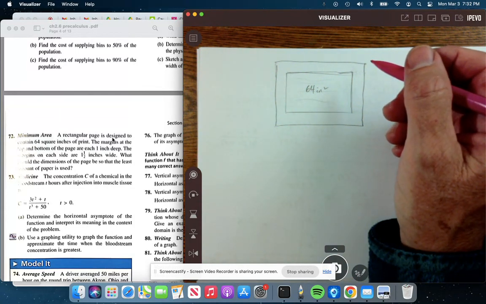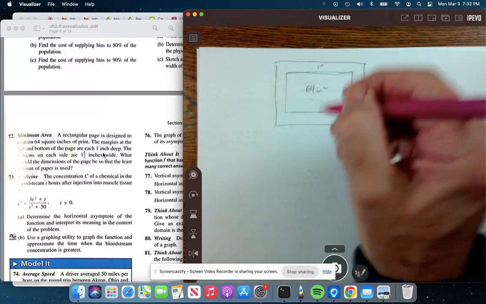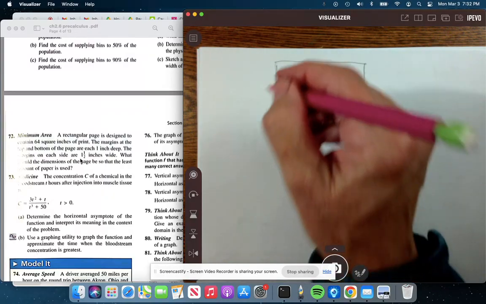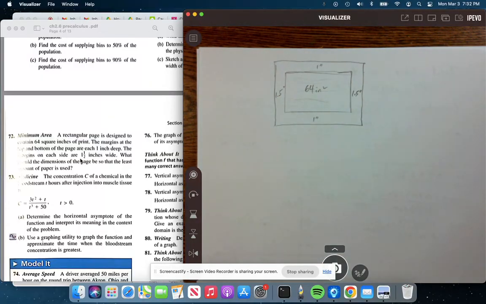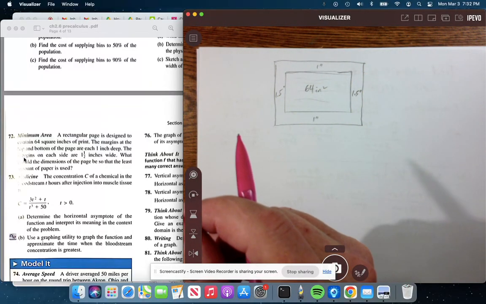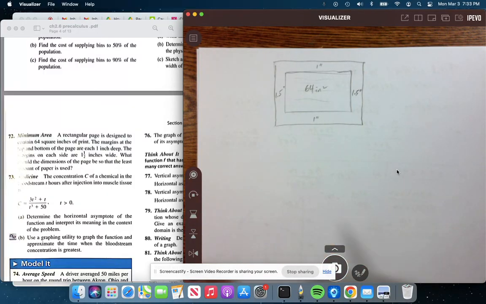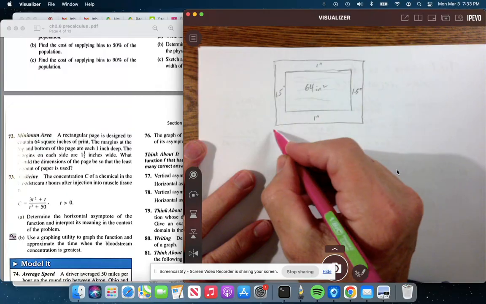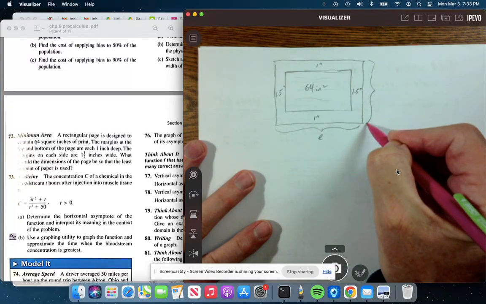Right, so a rectangular page is designed to contain 64 square inches of print. The margins at the top and the bottom are 1 inch. So this is 1 inch, and this is 1 inch. And it says the margins on each side are 1.5. So this is 1.5 inches, 1.5 inches. What should the dimensions of the page be so that the least amount of paper is used? Okay. So I'm going to let this be length and width.